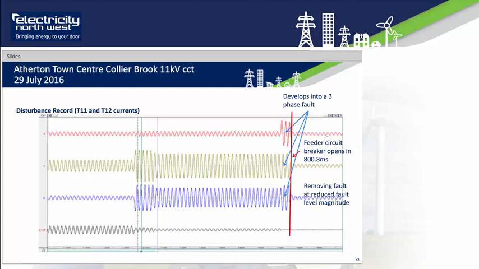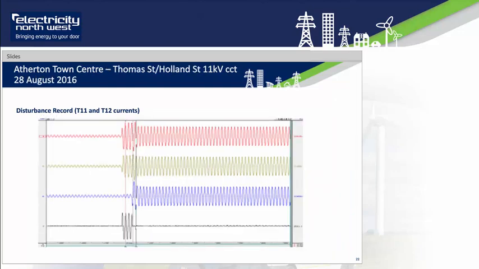On the 28th of August again at Atherton Town Centre we had another activation. As before, we have a mixture of fault current and normal current. At this stage we have a phase to earth fault, which develops later into a three-phase fault. The adaptive protection sees the fault and operates in 23 milliseconds. And the adaptive protection circuit breaker operated in 93.6 milliseconds.